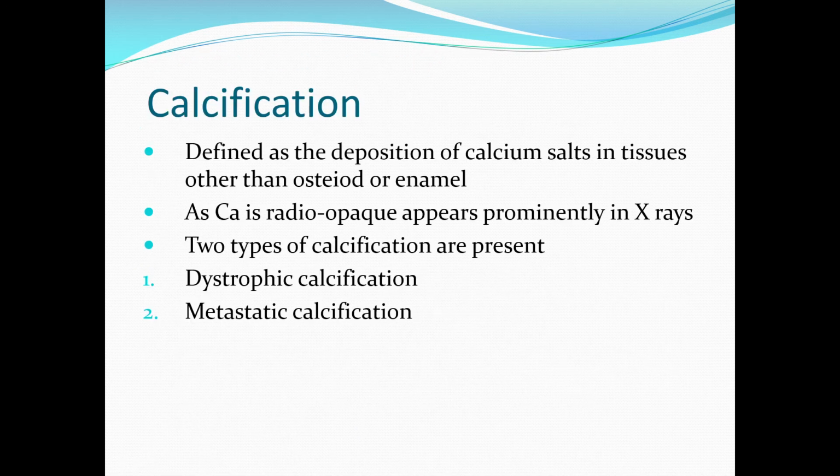The second exogenous pigment is calcium, and the deposition is known as calcification. It is defined as a deposition of calcium salt in tissue other than osteoid or enamel. It is a normal part of the osteoid and enamel, but when it is present in other parts, it is known as abnormal calcification. As calcium is radio-opaque, it appears prominently in X-ray. Two types of calcification are present. One is dystrophic calcification, and the second one is metastatic calcification.